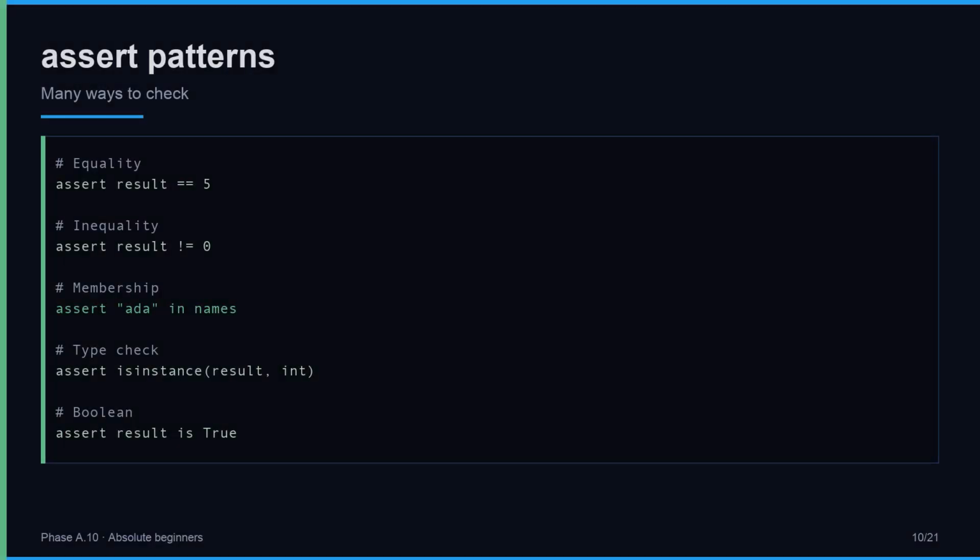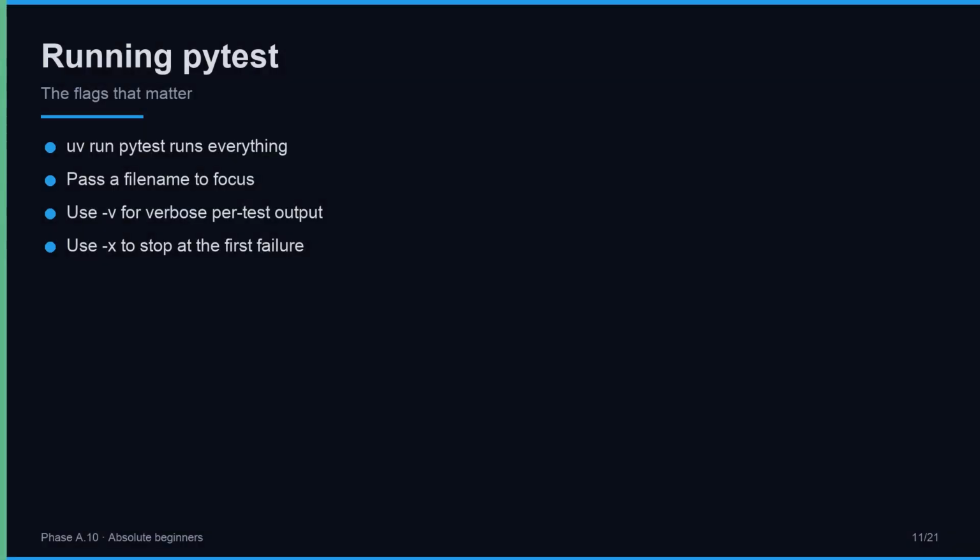Assert is flexible. You can check equality with double equals, inequality with exclamation equals, membership with the in keyword, type with isinstance, or just truthiness with is True. Any expression that evaluates to a Boolean works. The pattern is always the same: do something, then assert something about the result. If the assertion holds, the test passes. If it does not, the test fails and pytest tells you why. Many ways to check.